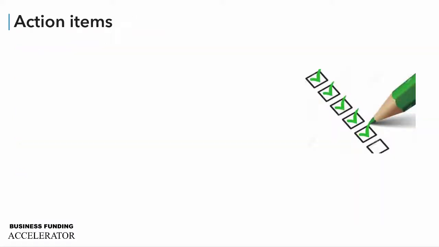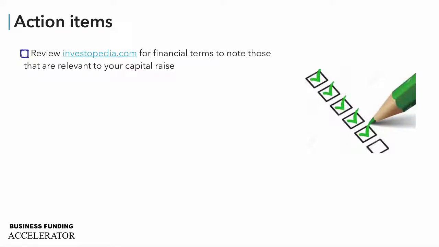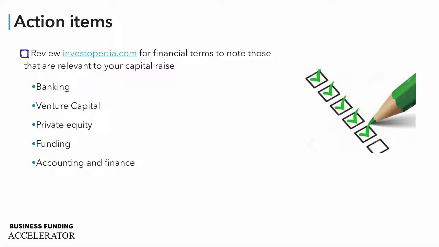So I know that was fun, but let's jump into some action items. If you have anything left in you, review Investopedia.com for financial terms and note those that are relevant to your capital raise. We're talking about terms related to banking and venture capital and private equity and funding and really just accounting and finance in general. And that is really it for the action items. This is more of a research and study guide. Certainly take out a pad and paper or a Google Doc and just write down some of the terms that you need to learn and that are interesting to you.